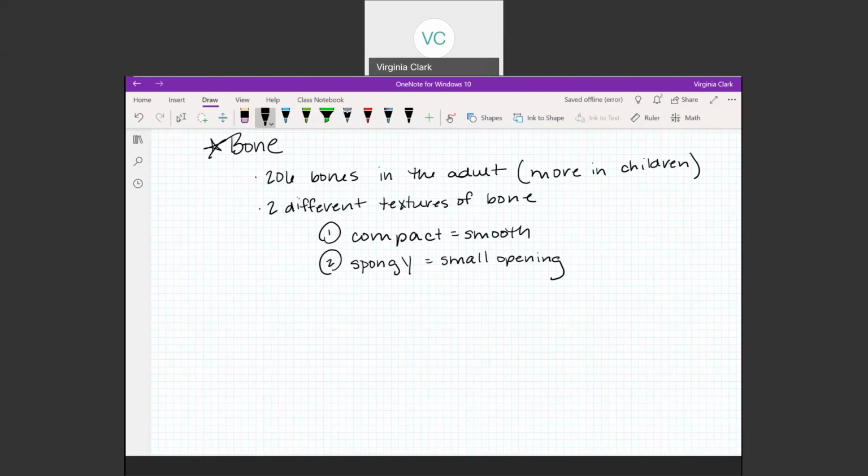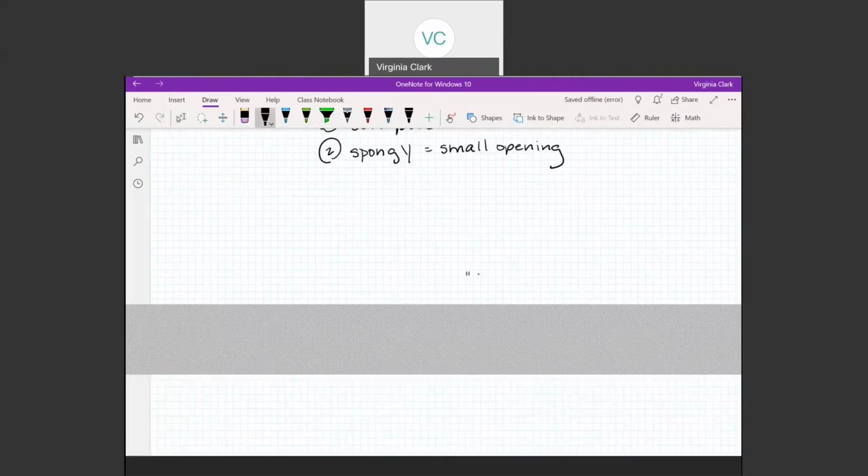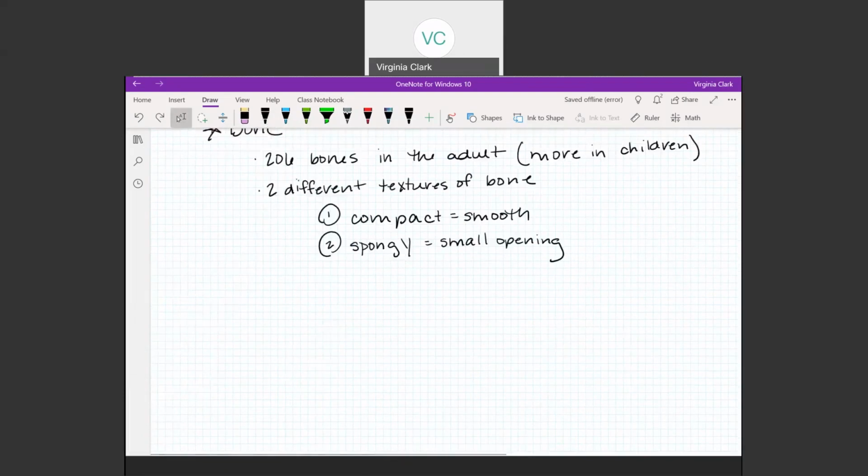So bones are really cool. They're going to have these two different kinds of textures of bone, but they are also going to be classified in a couple different ways. The first way they're classified is by the gross anatomy, what they look like to the naked eye on the outside.